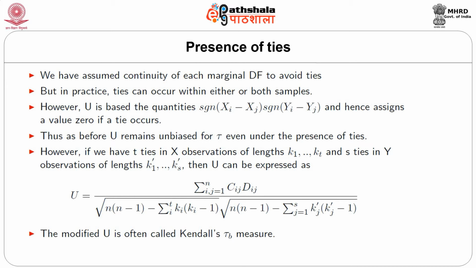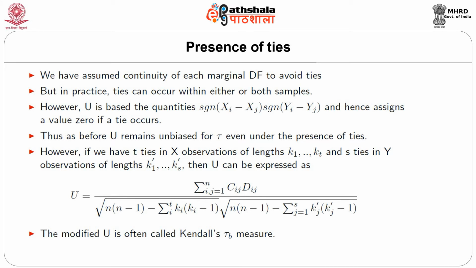of lengths k1 dash up to ks dash, then u can be expressed as the ratio: summation Cij multiplied by Dij divided by the square root of n into n minus 1 minus summation of Ki into Ki minus 1, and whole thing divided by the square root of n into n minus 1 minus summation Kj dash multiplied by Kj dash minus 1. This modified u is often called Kendall's tau b measure.